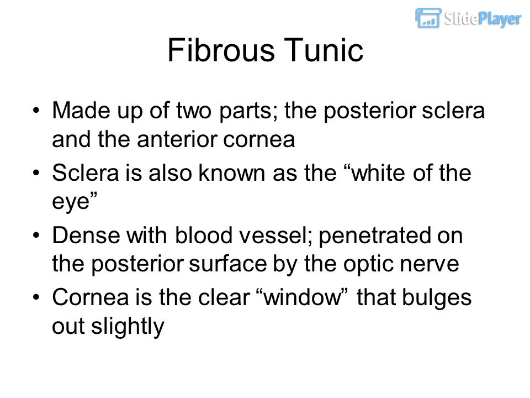Fibrous Tunic. Made up of 2 parts, the posterior sclera and the anterior cornea. The sclera is also known as the white of the eye. It is dense with blood vessels, and is penetrated on the posterior surface by the optic nerve. The cornea is the clear window that bulges out slightly.